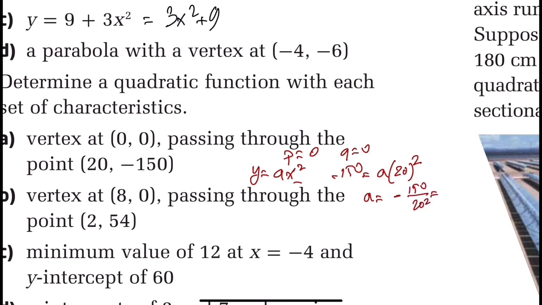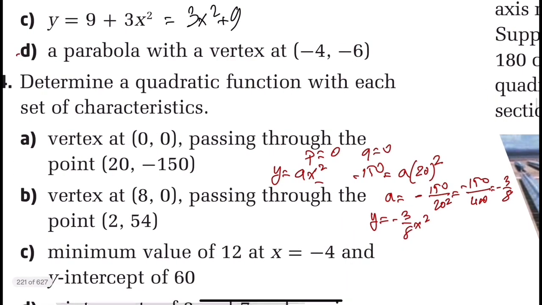which is minus 150 over 400. If you reduce this, I think you will get minus 3 over 8 or something like that. So my final equation is y equals minus 3 over 8 x squared. This is my final equation.